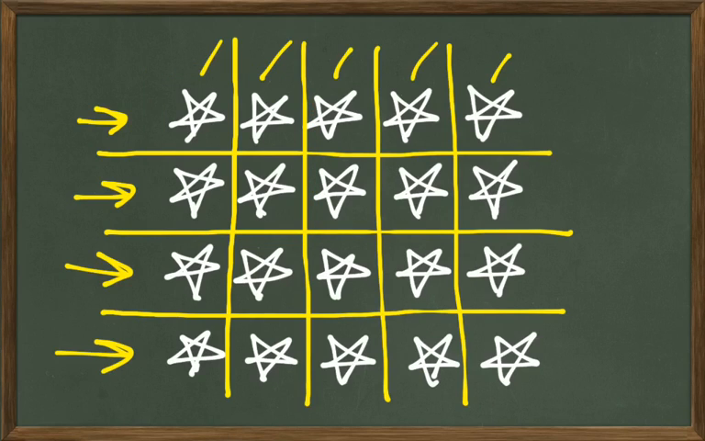Let me give you a little bit harder one. How about, what if I draw the box like this? How many stars are inside that blue box? 8. That's right. 8 stars. And how many are in here? How many stars are in that blue box? 10 stars. Okay, good.